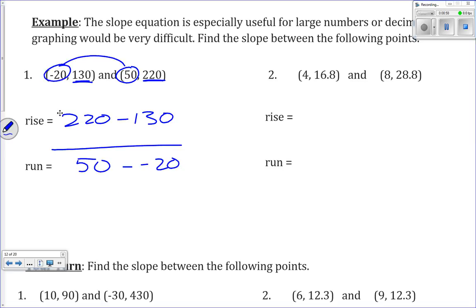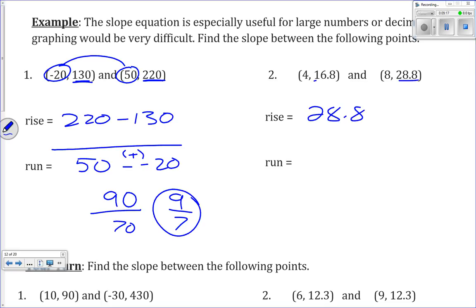So in the top, I'm going to have 90. And in the bottom, I'm going to have, that's a plus now, right? When I have a double negative, 70. I can divide them both by 10. I get 9/7.